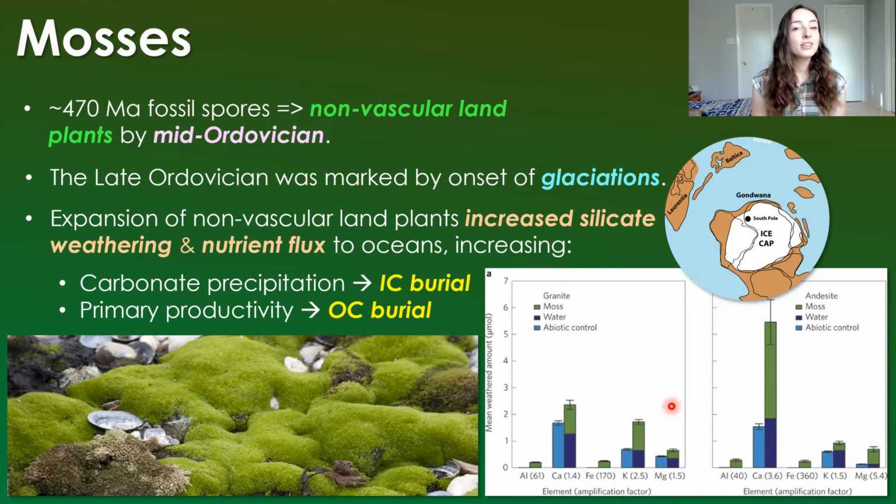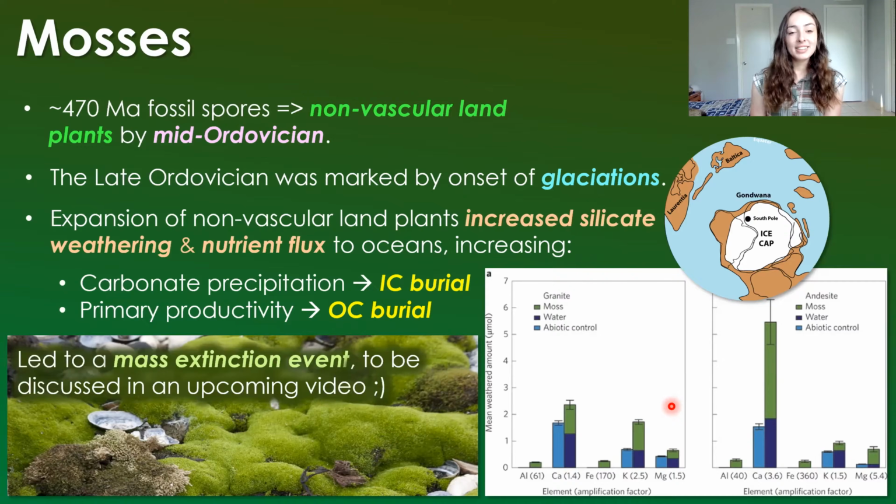And these two things caused increased inorganic and organic carbon burial, respectively. And carbon burial of any sort brings down atmospheric carbon levels, or atmospheric carbon dioxide levels specifically, which brings down the temperature, causing a cooling trend that can lead to glaciation like it did in the Ordovician. This actually led to one of the 5 major mass extinctions throughout Earth's history called the Late Ordovician Mass Extinction Event, and that is to be discussed in an upcoming video.